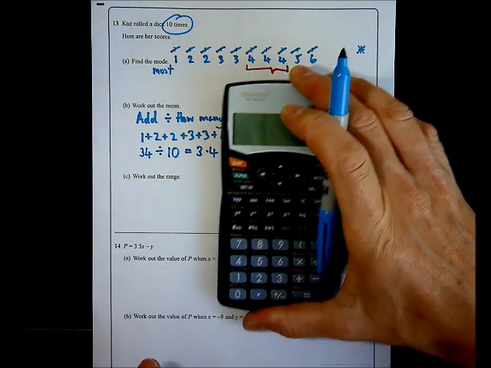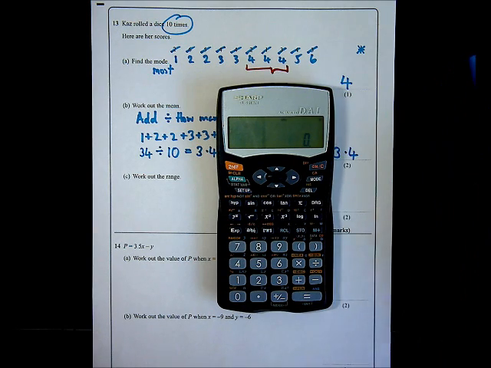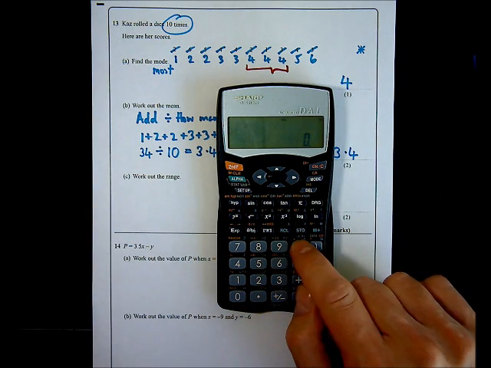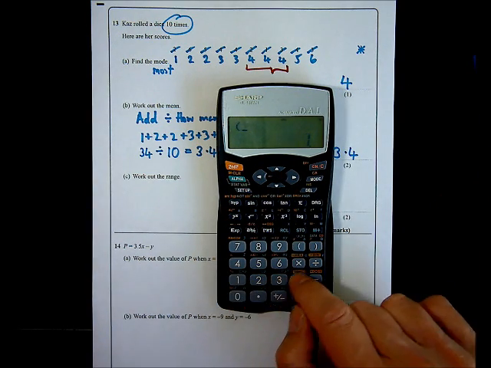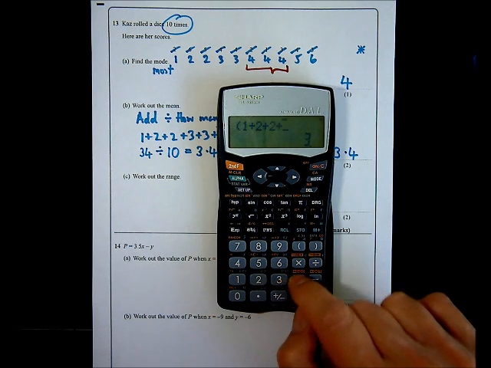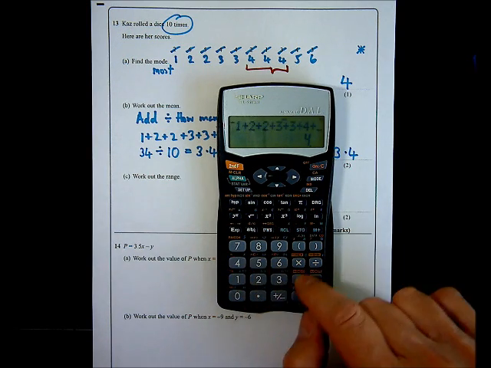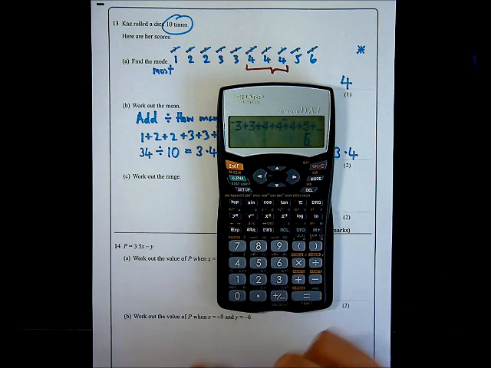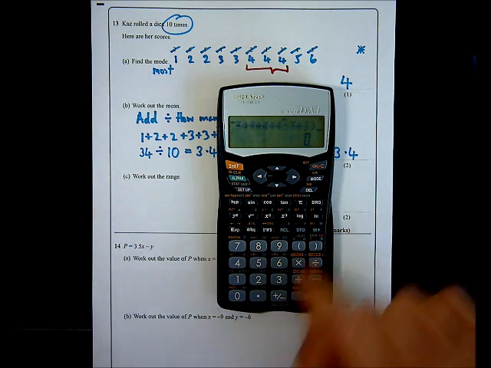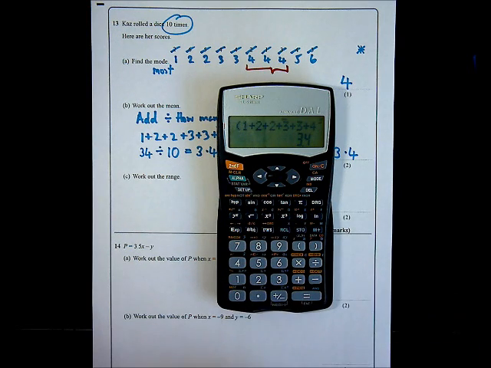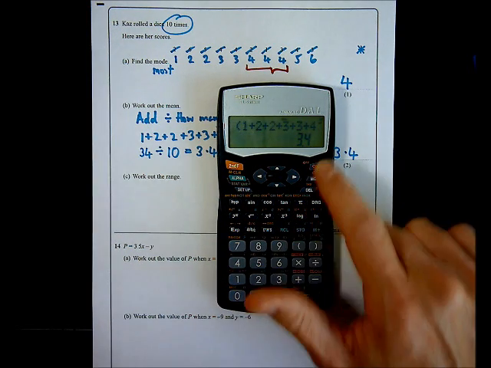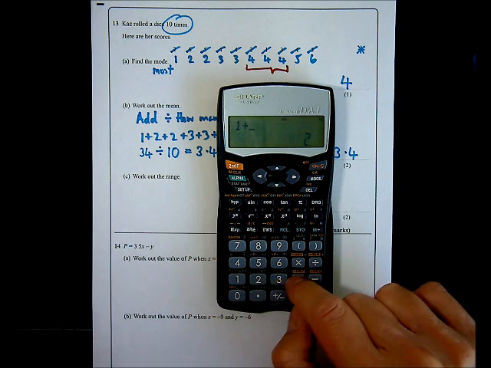Now you can do this question in one go on your calculator, however you will need to remember to put brackets at the start before you do the addition. And then close the brackets to make sure that your calculator adds all of those up and then divides by 10. And then you'll get 3.4. If you don't, then you simply do 1, add 2, add 2.